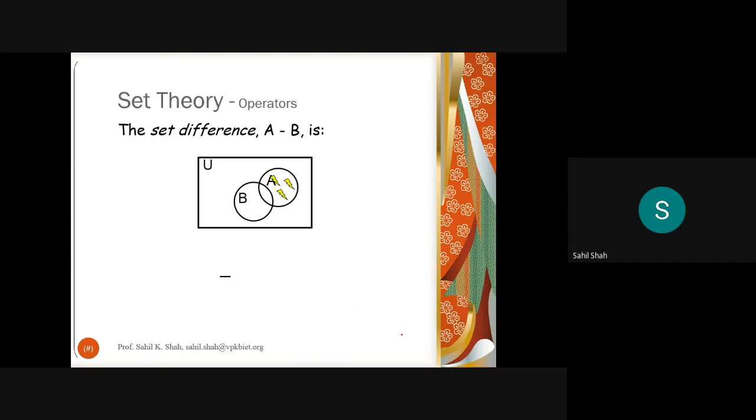So, the difference between A and B. For the difference between A and B, I have to look for only specific elements present in A. At the same time, those elements must not be present in B. We have to exclude the elements present in this shared part while taking the difference of A and B. So this shaded part will denote A minus B. It is denoted using X belongs to A and X does not belong to B.